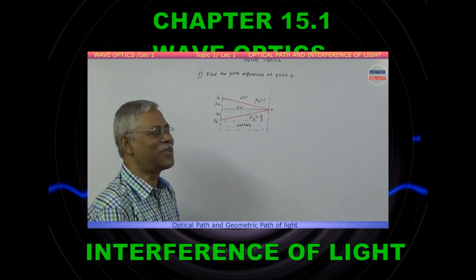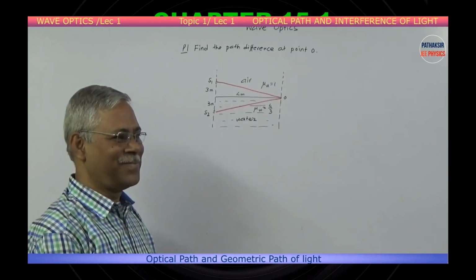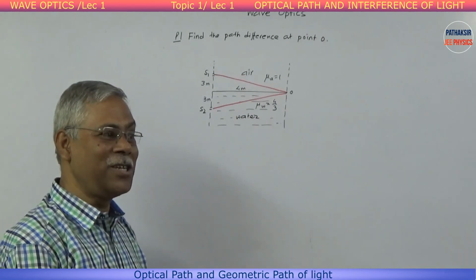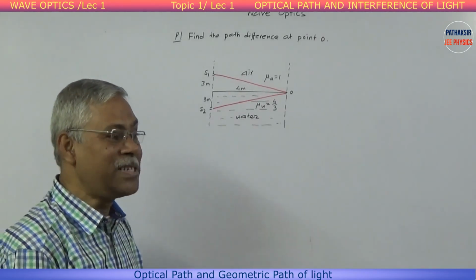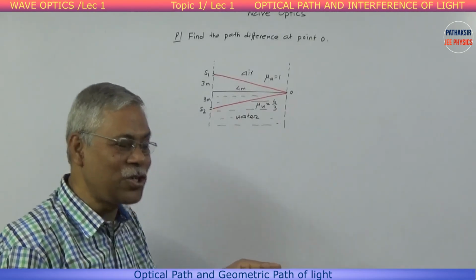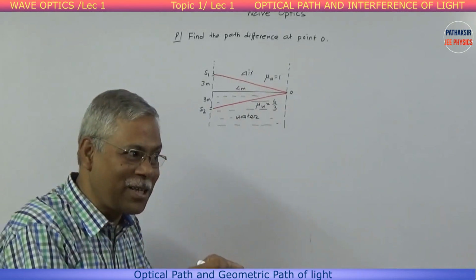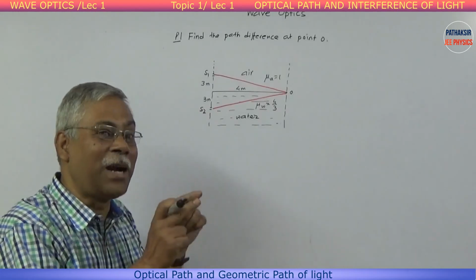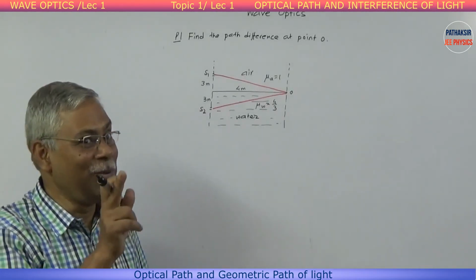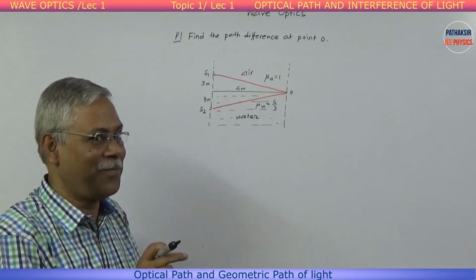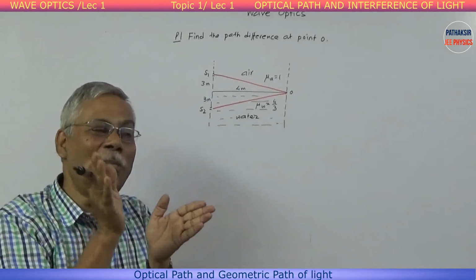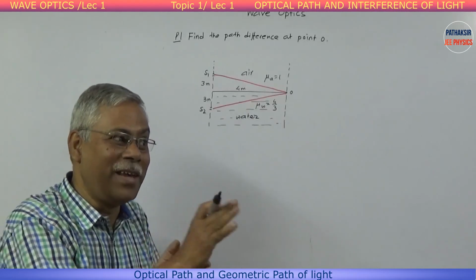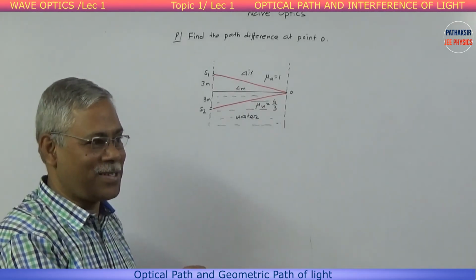What is the condition for constructive interference? Coherent sources, and path difference, which means the length of path from one source minus the length of path from the other source. If it is an integral multiple of lambda, then there will be constructive interference at that point. And if the path difference is an odd multiple of lambda by 2, then there will be destructive interference.